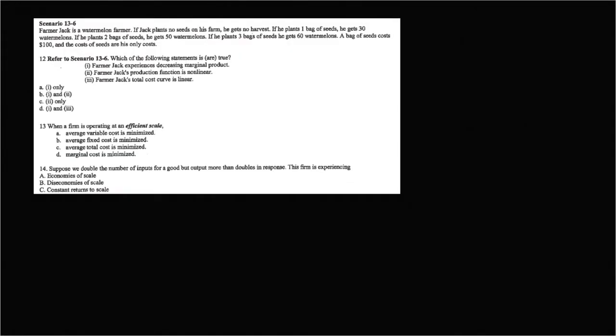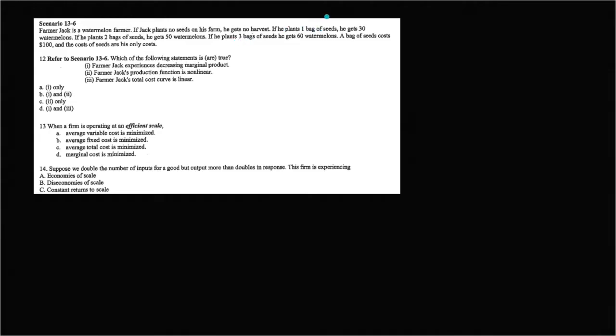Alright, so we have a scenario here. Which of the following statements is or are true? Farmer Jack is a watermelon farmer. If he plants 1 bag of seeds, he gets 30 watermelons. 2 bags, 50. 3 bags, 60. And a bag of seeds costs $100.